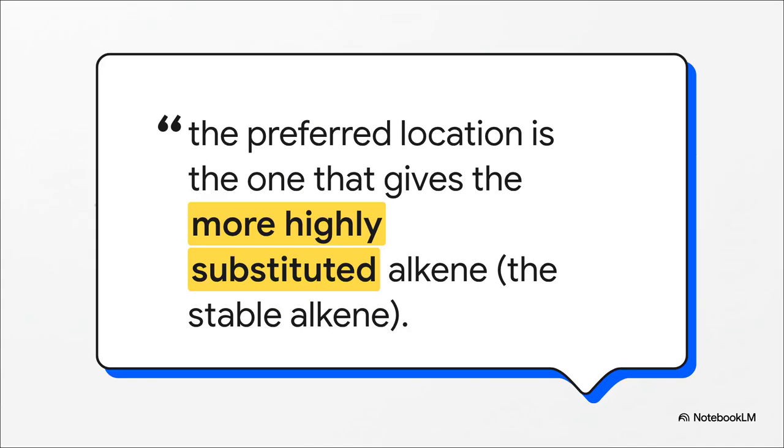But what happens if there's more than one spot where that double bond could form? Well, chemistry tends to prefer the path of least resistance, and that's all summarized by Zaitsev's rule. The reaction will almost always make the most stable product possible. In this case, that's the double bond that's surrounded by the most other carbon groups. At the end of the day, nature favors stability.